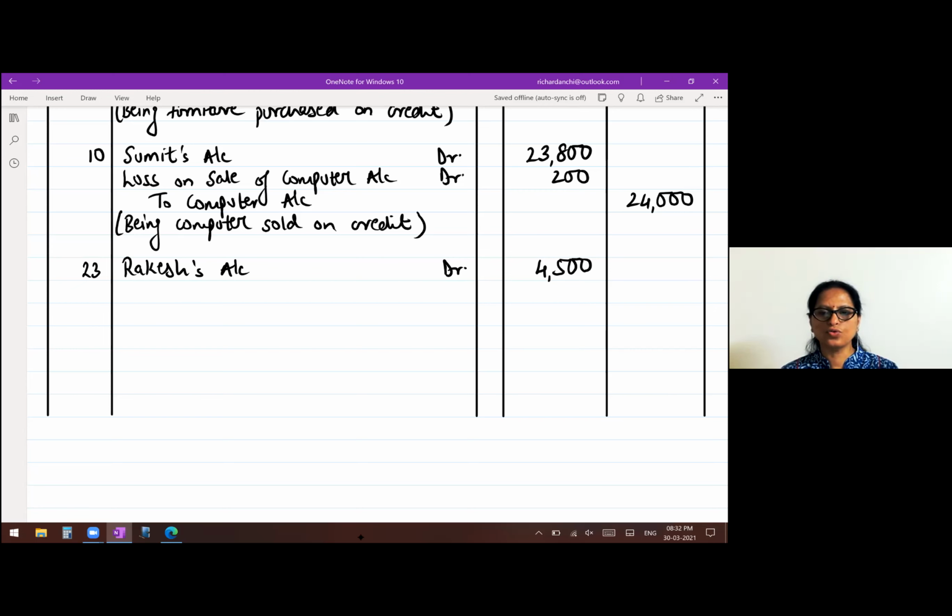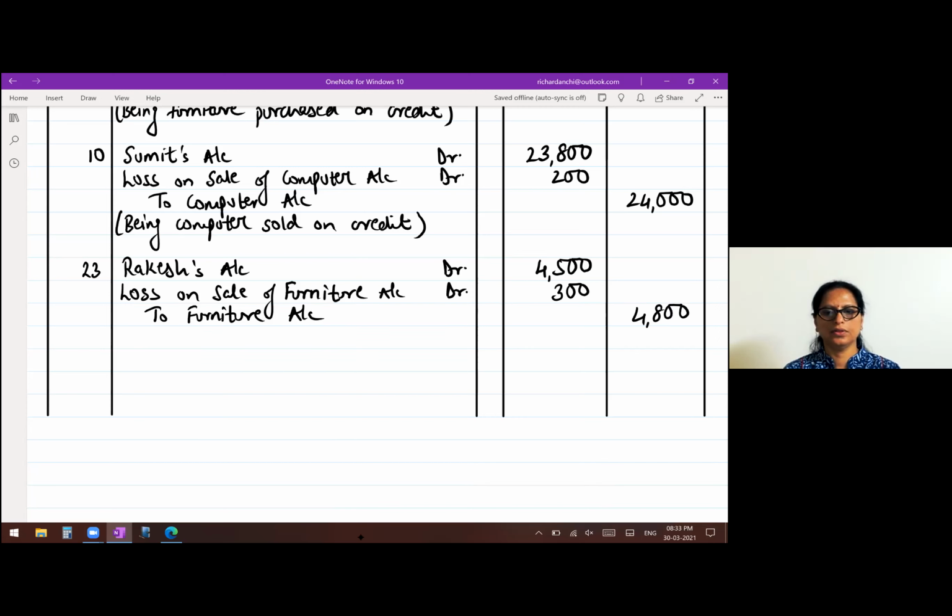So this loss has to be debited. So you will write loss on sale of furniture account, debit 300, to furniture account 4,800. Being furniture sold on credit. It is the same entry which is on the 10th. That time computer was sold. Now it is the furniture that is sold.